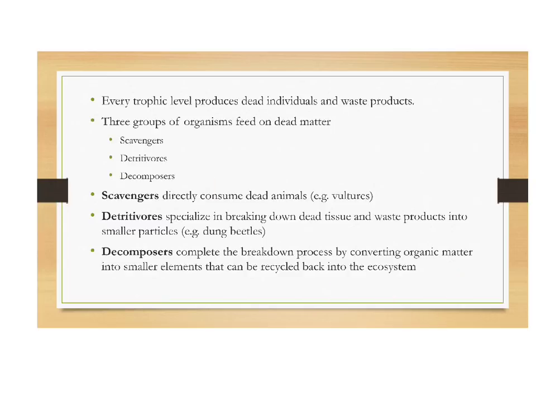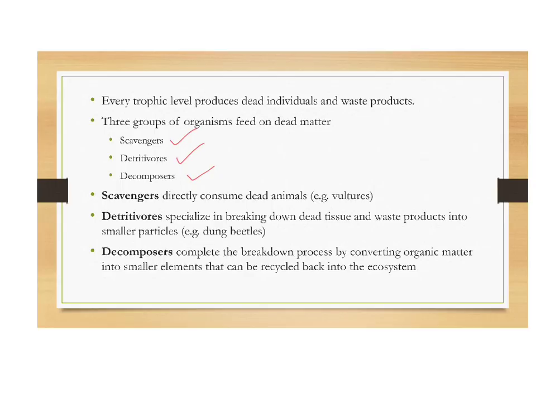So every trophic level produces dead individuals and waste products, like we saw in the previous example. There are three groups of organisms that feed on dead matter: scavengers, detritivores, and decomposers. I mentioned detritivores and decomposers in the previous slide. I have not really talked about scavengers. Scavengers directly consume dead animals. An example of this would be a vulture. This is an animal that, as soon as an animal dies, comes and eats the relatively fresh carcass.